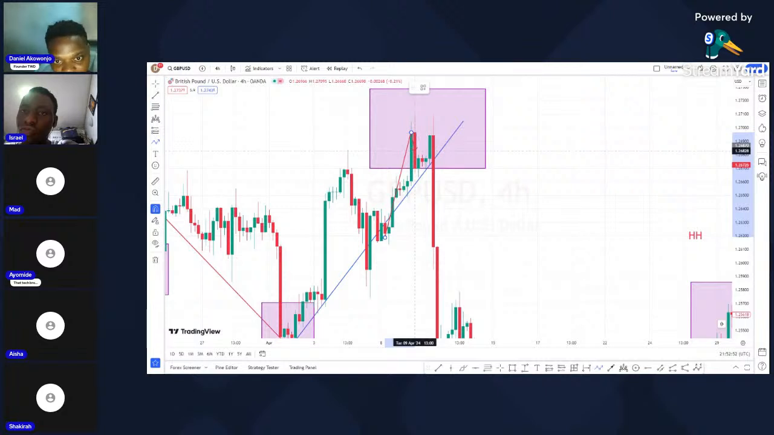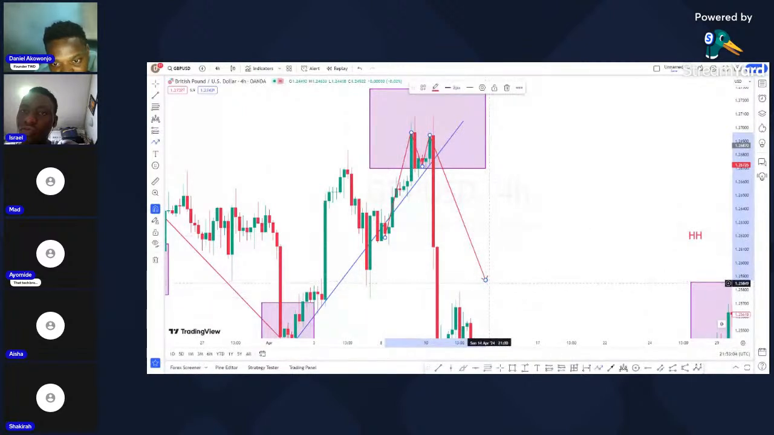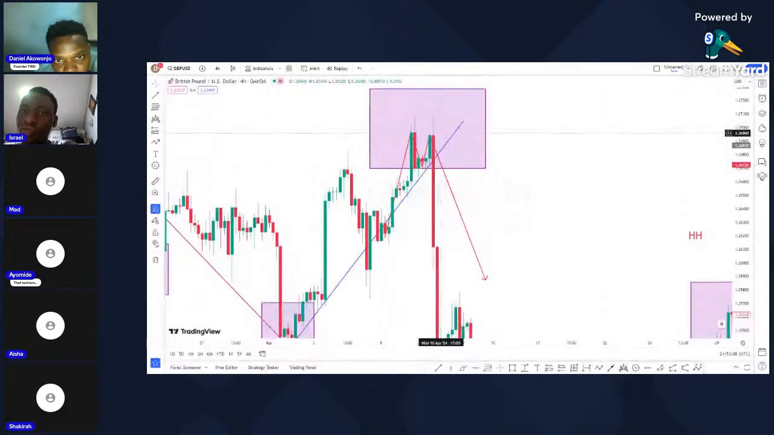Do you understand? That was what formed here. So now, as a trader, I got to see the formation of this double top. You can see one top here, another top here. I hope that makes sense. Does that make sense to everybody?